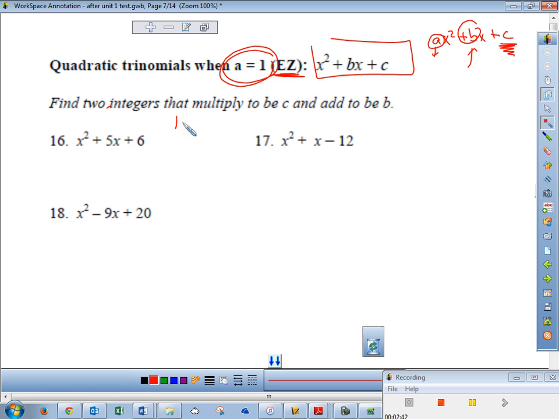So multiples of 6 that are both positive, 1 and 6, but they add to be 7, not our numbers. 2 and 3, they multiply together to be 6 and add together to be 5. So what we do is we set up two generic ordered pairs right here, like you're foiling. Whatever variable we are using leads off. Since that's a positive 2, I will put a positive 2 right there. Since that's a positive 3, I will put a positive 3 right there.